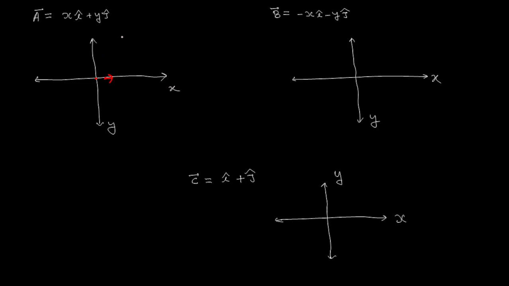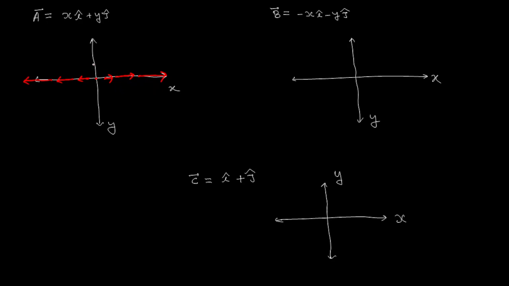And then when x equals 2, that will give you 2 i cap. And when x equals 3, that will give you 3 i cap. And in the same way on the negative x-axis, we can draw like this: minus i cap, minus 2 i cap, and then minus 3 i cap.